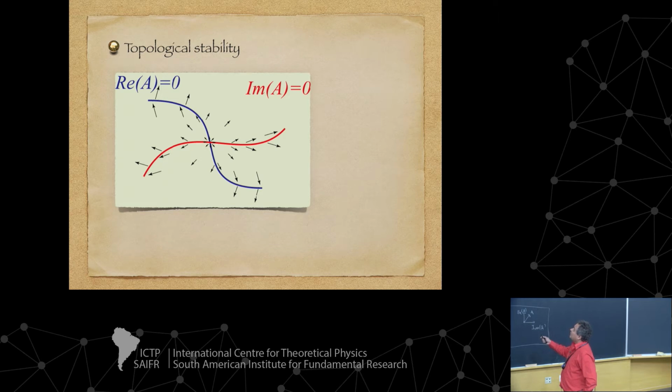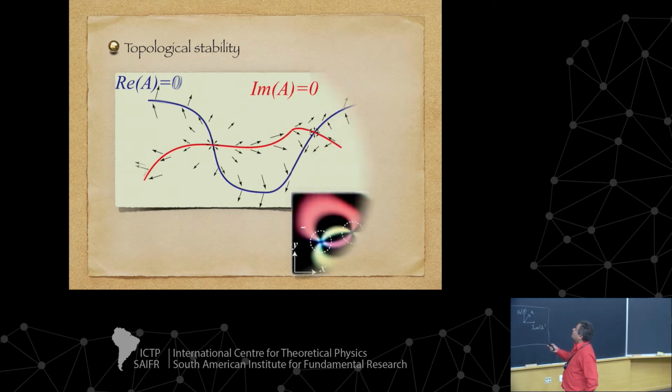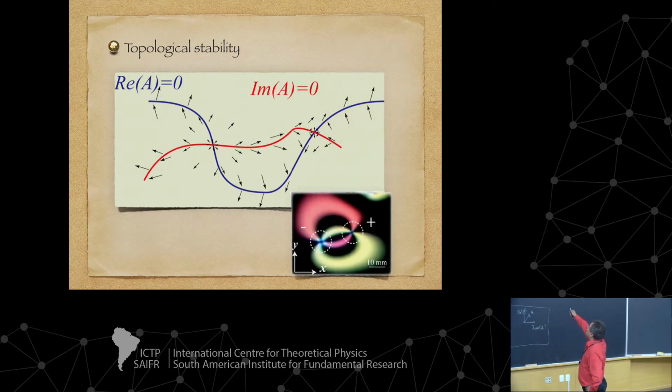And if you plot the arrows around this point, you obtain this kind of vortices. So why are these topological? This one, for instance, we normally define as positive. If you continue this line extension, you can see here you have a negative vortex. So the topological reason for this solution is the following.